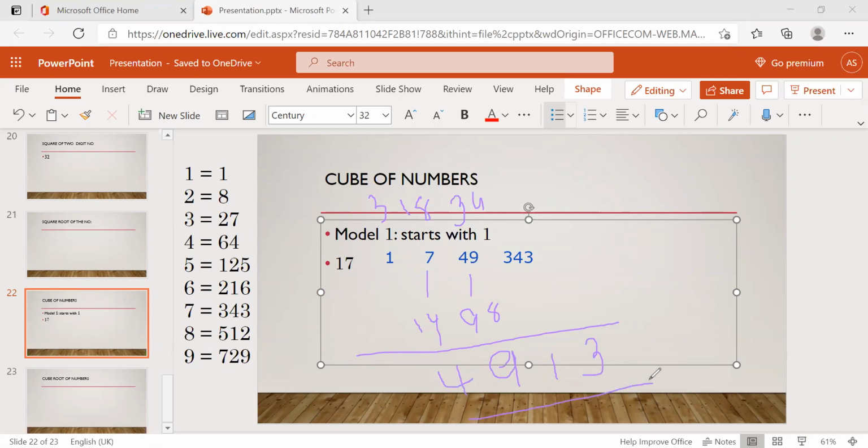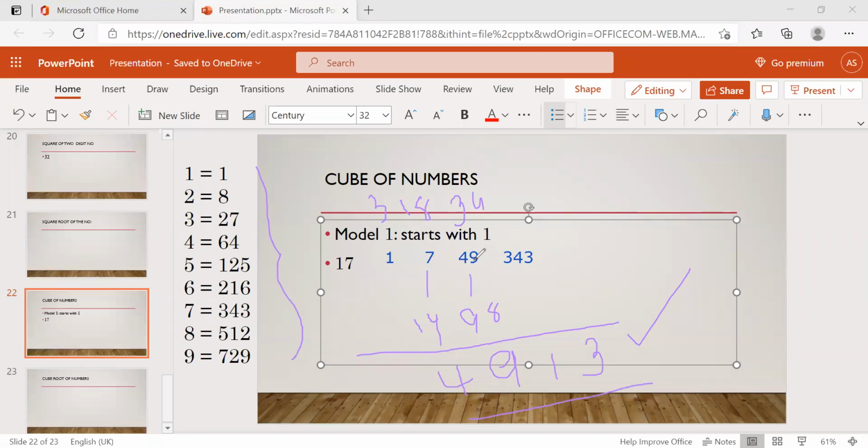17 cubed, 4913 is the answer. Okay, is it clear? So first of all, what we have to do? 17: 1, 7, 7 square 49, then 7 cube 343. You should know these numbers. Then only it is possible.